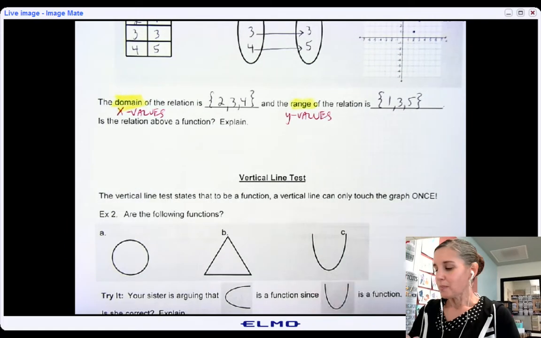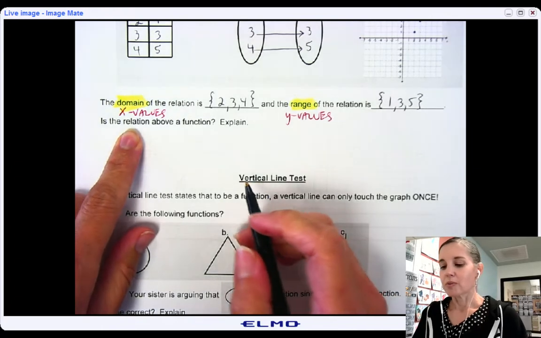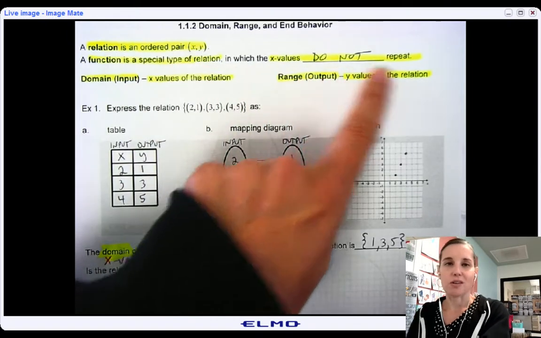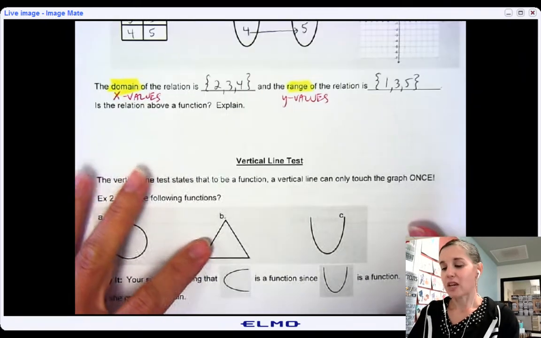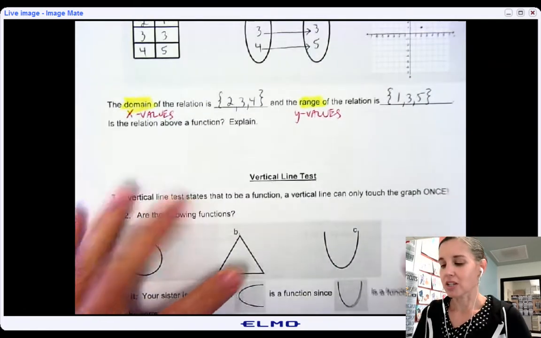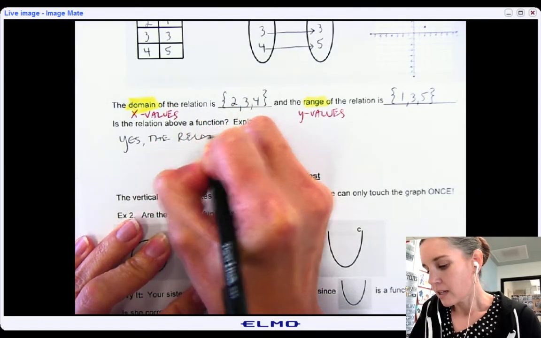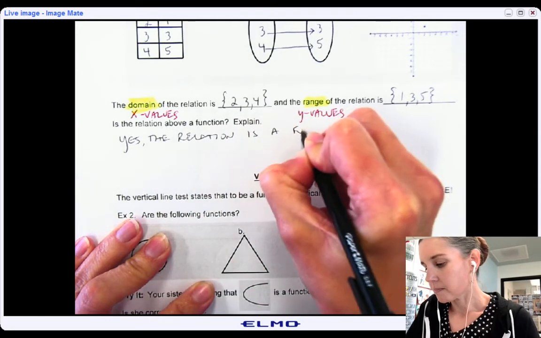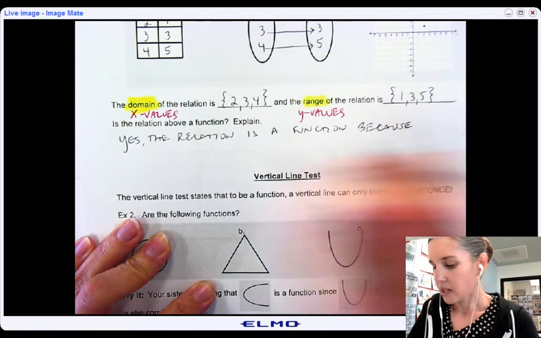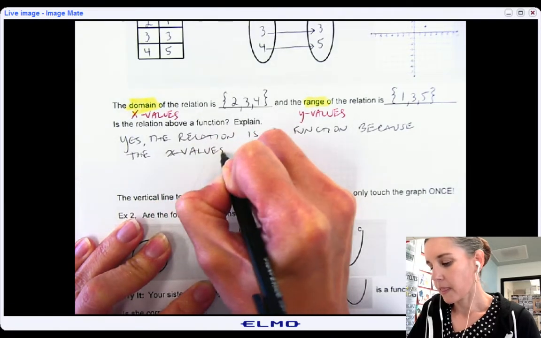All right, so now this one says, is the relation above a function? Explain. Going back to a function, in a function the x values do not repeat. So I have to look at my domain. Do any of these domain values repeat? No, they do not. So it is a function. You would say, yes, the relation is a function because the x values do not repeat.